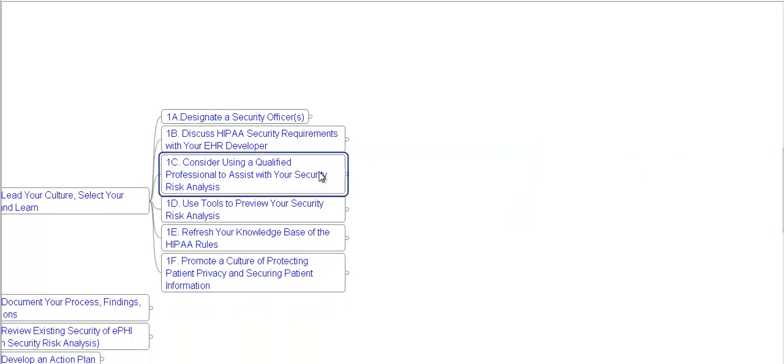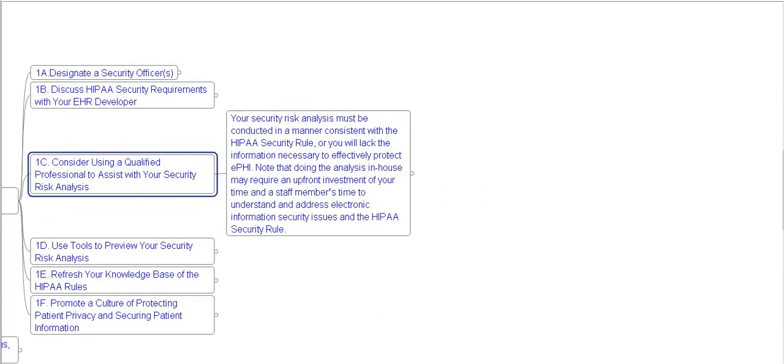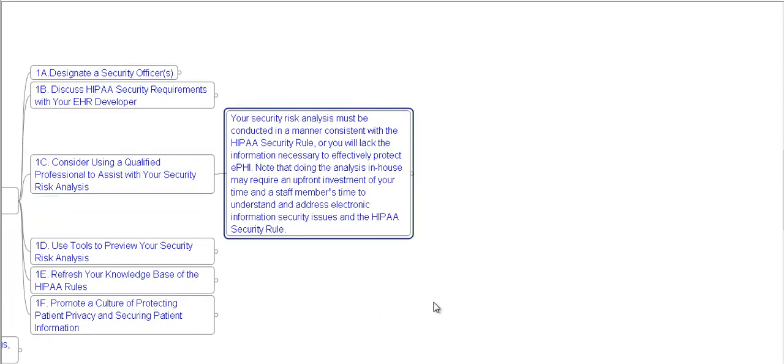Now let's consider using qualified professionals to assist with your security risk analysis. Your security risk analysis must be conducted in a manner consistent with the HIPAA security rule, or you will lack the information necessary to effectively protect ePHI. Note that doing the analysis in-house may require an upfront investment of your time and staff members' time to understand and address electronic information security issues and the HIPAA security rules.